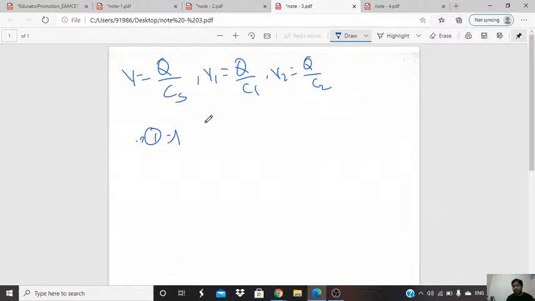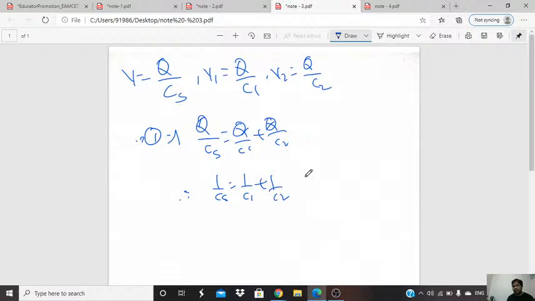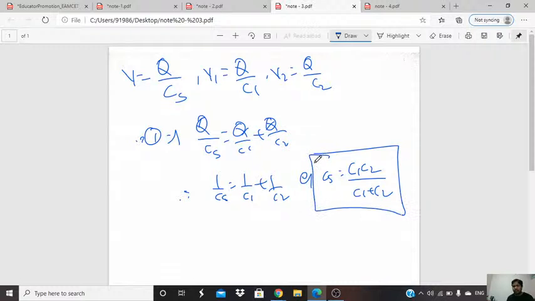Therefore substitute in first equation V, that is Q by Cs equal V1, Q by C1, plus V2, Q by C2. So 1 by Cs equal to 1 by C1 plus 1 by C2, or in series Cs equal to C1 C2 by C1 plus C2. Means in series combination of capacitors, it is like resistance in parallel. The reciprocal of the equivalent capacitance is equal to the sum of the reciprocals of the individual capacitances.